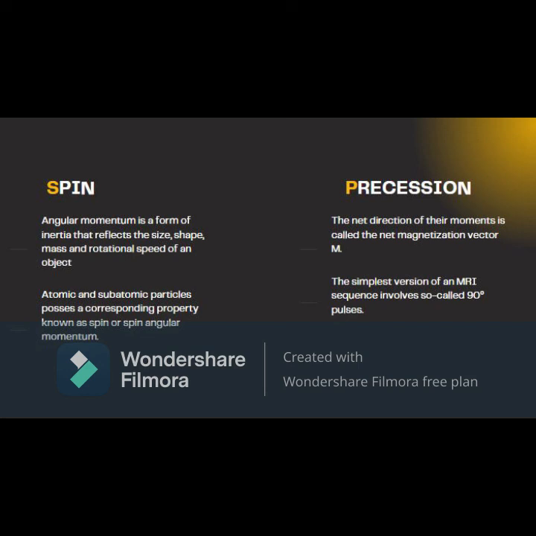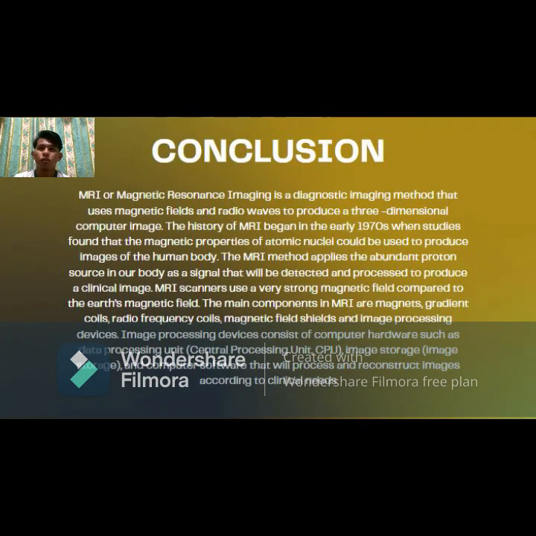The spin allows absorption of a photon of frequency ν, which is dependent on the strength of the magnetic field applied to the nucleus. The conclusion is MRI, or magnetic resonance imaging, is a diagnostic imaging method that uses a magnetic field and radio waves to produce a three-dimensional computer image.